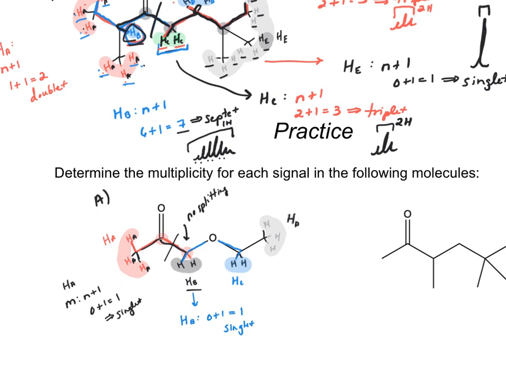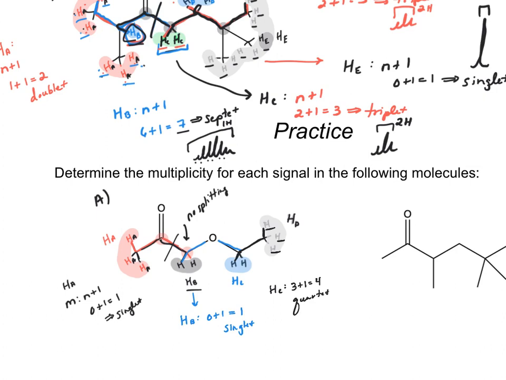So then as we move out to HC, HC is nearby somebody. We have 1, 2, 3. So HC will be split by HD. There's 1, 2, 3 HDs. So for HC, we've got 3 plus 1, which gives us 4. This is a quartet.